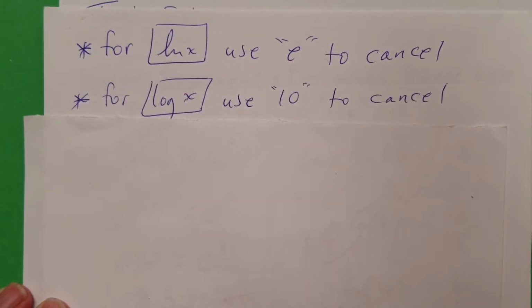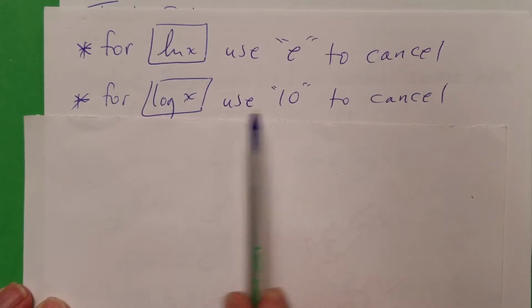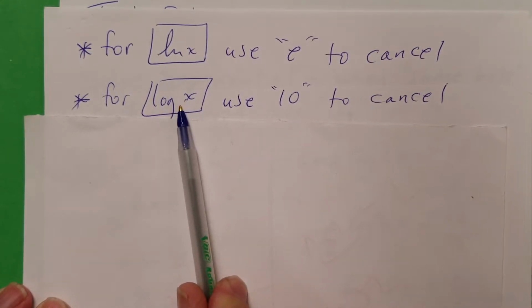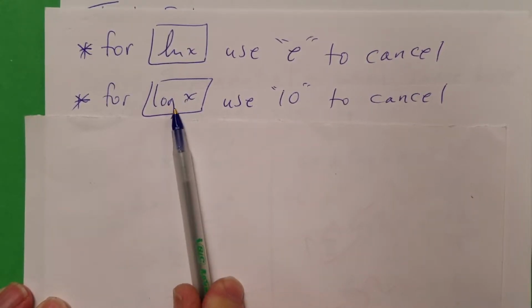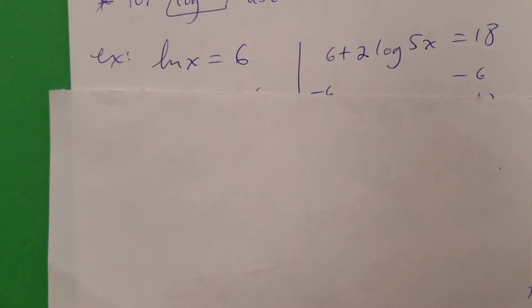For common log, you're going to use 10 to cancel it. Remember, there's like an invisible 10 here. This is common log, so it's understood that it's base 10. So how do you use the e and the 10 to cancel those things? Watch. Let's do the ln first.